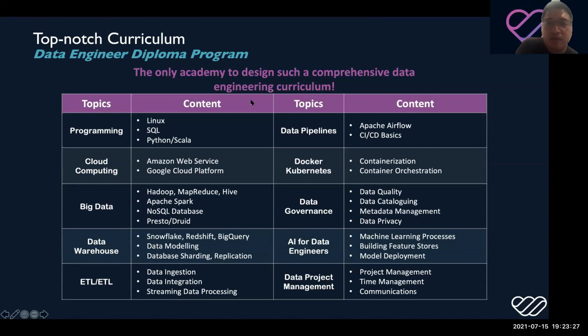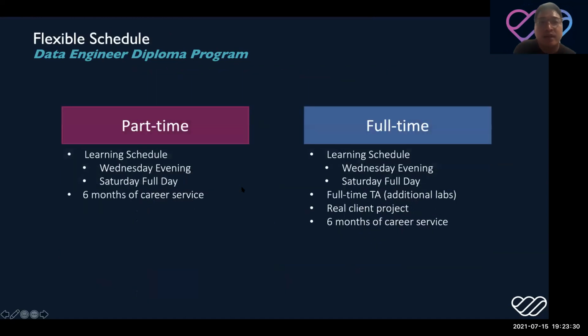So this is the curriculum, and there are a lot of details, but we have a very flexible schedule. This is a part-time program, not a full-time program, and we have two different options: Wednesday evening and Saturday morning. So you can join the classes if you have a full-time job, and we also provide 6 months of career support after graduation. So basically it is 6 months of learning and 6 months of career service. WeCloud will be responsible for building the hiring partnerships and making sure students get hired after graduation. And of course, we help them build a really strong data engineering portfolio.